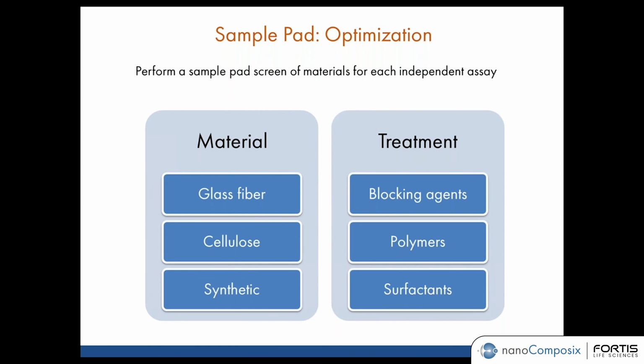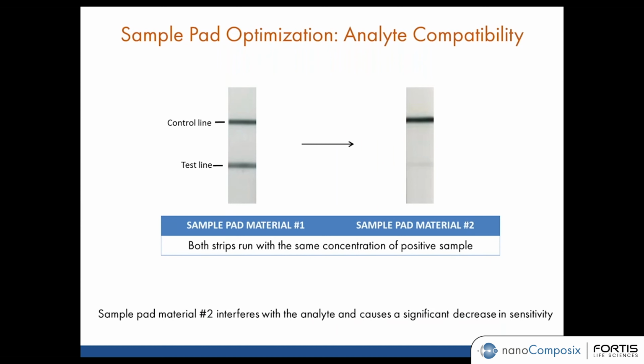There are many materials available to be used as sample pads, and they need to be screened for each assay. They are usually made of glass fiber, cellulose, or synthetic material. There are also many treatments that can be applied to the material to help with some of the critical functions of the sample pad. Similar to the conjugate pad, these can include adding blocking agents, polymers, or surfactants. Sample pad materials can be treated by immersion into the buffer or dispensing the buffer mechanically. The treated pad should be fully dried in a forced air oven and stored in a desiccated environment with less than 20% humidity. One important factor to consider when screening sample pads is analyte compatibility.